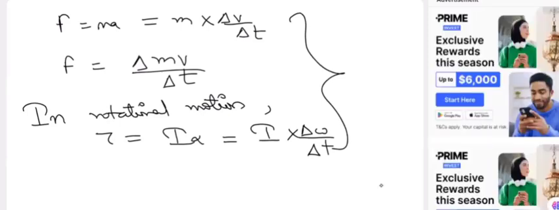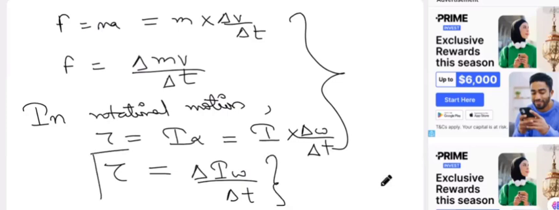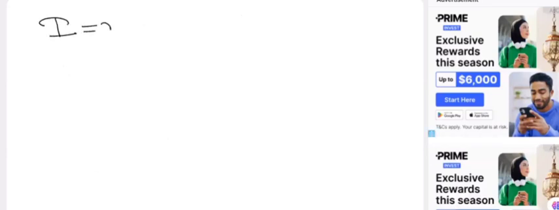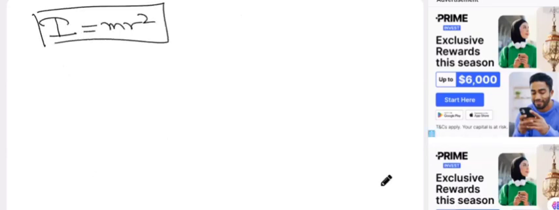Making sense or not? So my torque can be rewritten as delta of I omega over delta t, which is nothing but angular momentum. Any doubts? So this is the formula. Suppose I am aware that I equals m r square, then my angular momentum, that is L, can be rewritten as m r square omega.